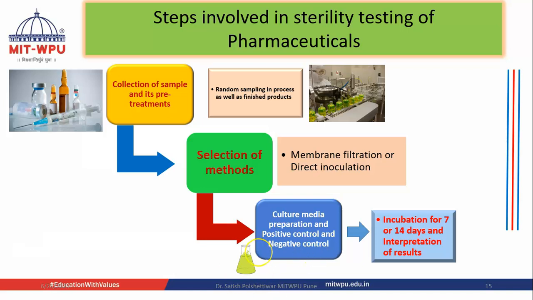In the case of membrane filtration, we use 0.45 micron membrane filters. The product is passed through that membrane filter. The filter is then transferred to two types of media, that is FTM and SCDM. We will discuss those things. In the direct inoculation method, the product is directly inoculated into these two media, and further it has to be incubated. That is very important. And the acceptance criterion is no visible growth in either medium for 14 days. Then we can say the test is passed.